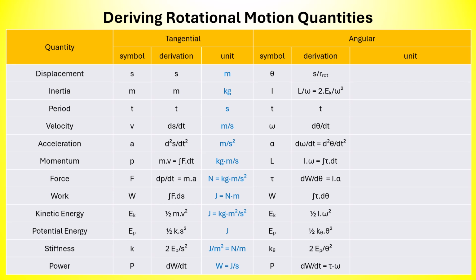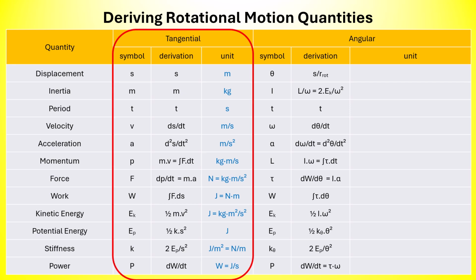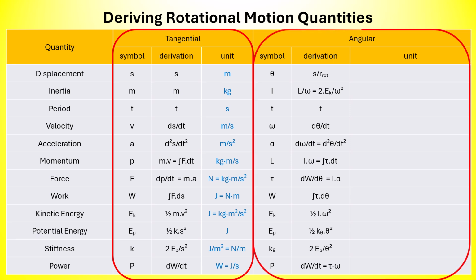Let's derive angular quantities of a rotational system described by its tangential quantities. On the left side we have the symbols, derivations, and units of tangential quantities which are equal to quantities of linear motion. On the right-hand side we already have symbols and derivations of the corresponding angular quantities. Let's determine the anchor units first, which are the same for both types of quantities. These are period and energies, with units of second and joule, respectively.